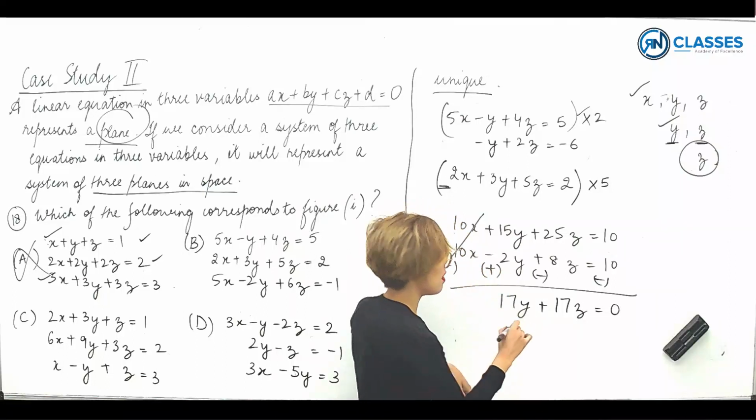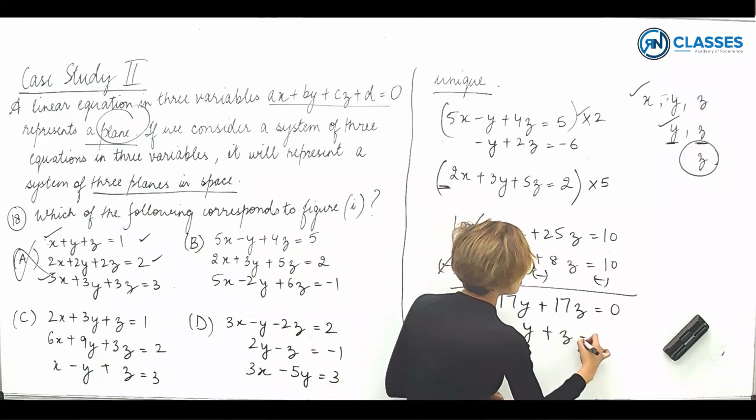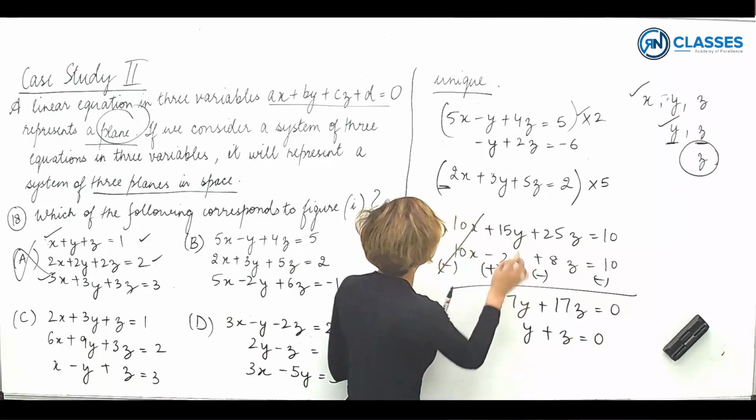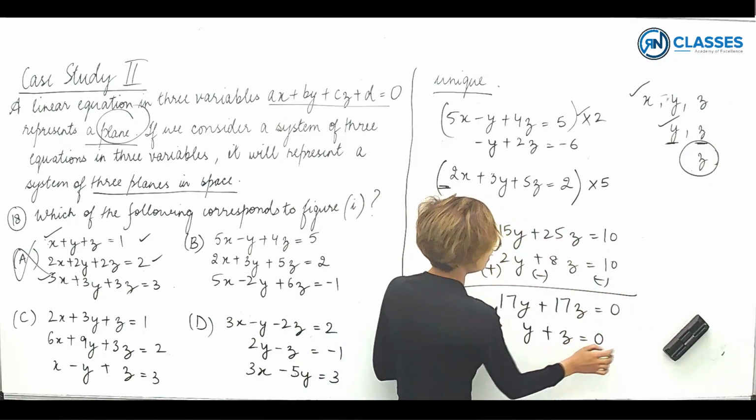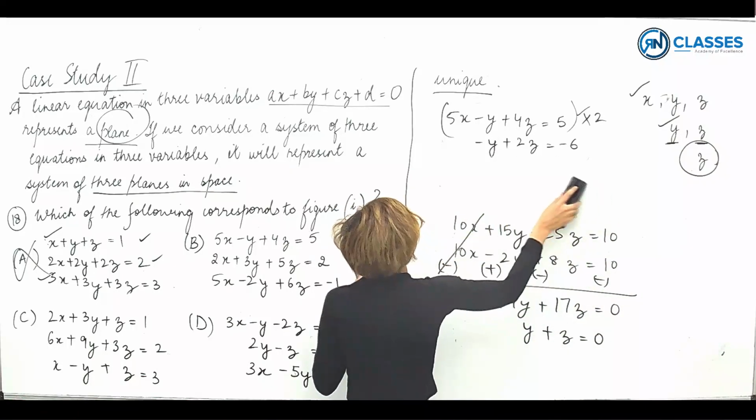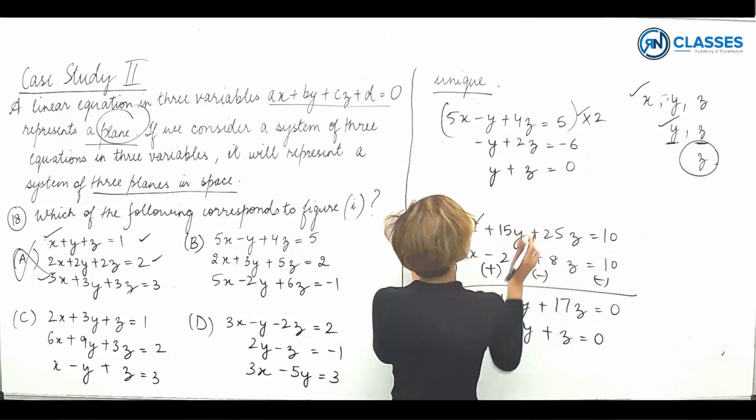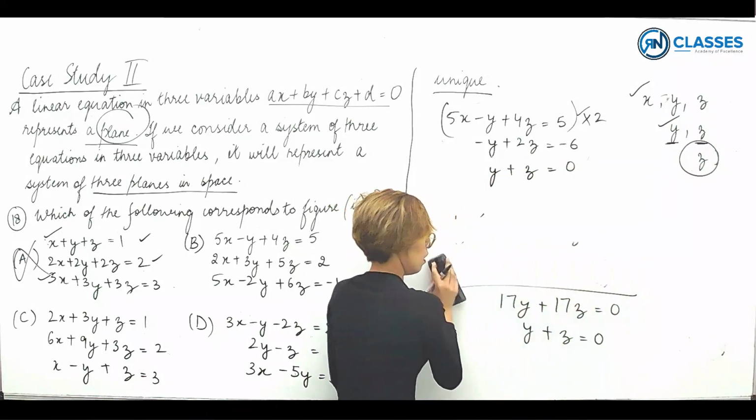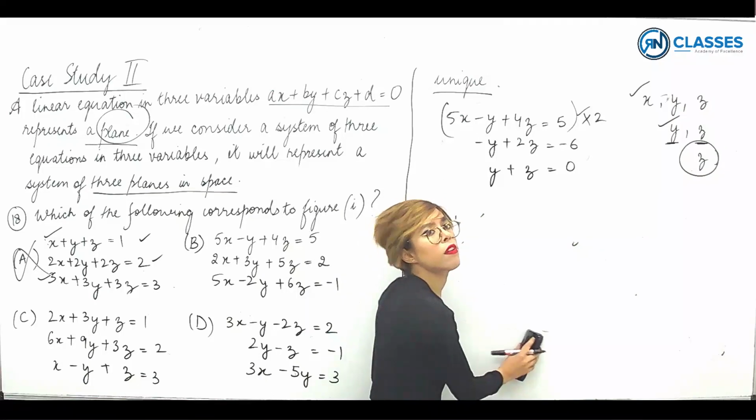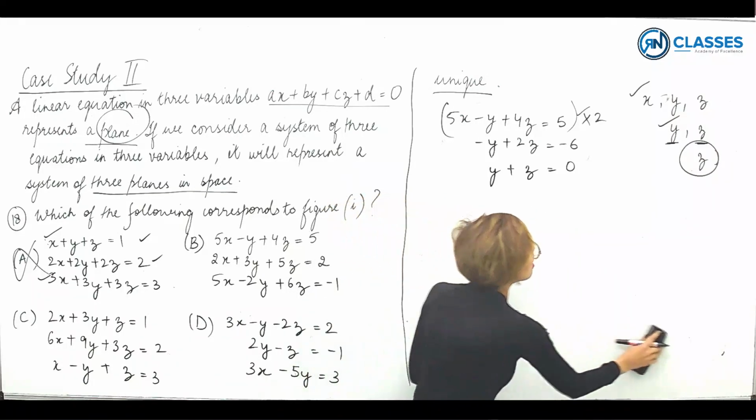Such a nice equation. y plus z equal to 0. Right? So my third equation becomes this, y plus z equal to 0. So I'll write that y plus z equal to 0. Right? Get elimination of it. Now there is one step left, which is z chahiye tha.